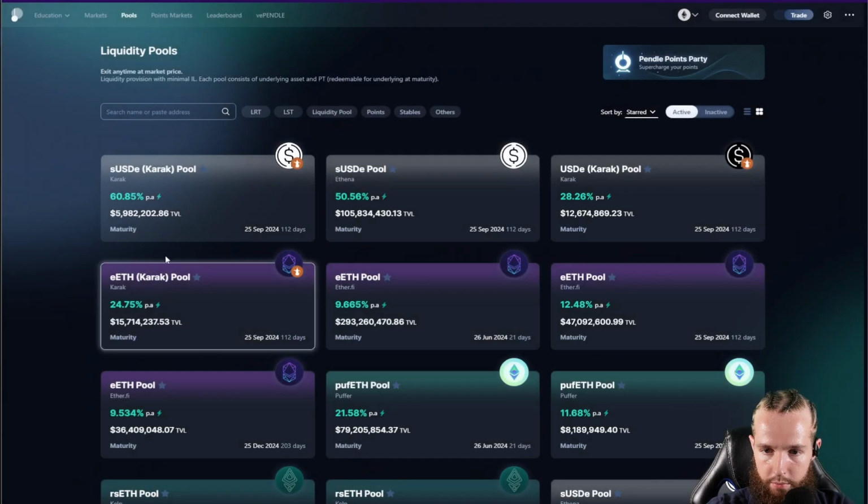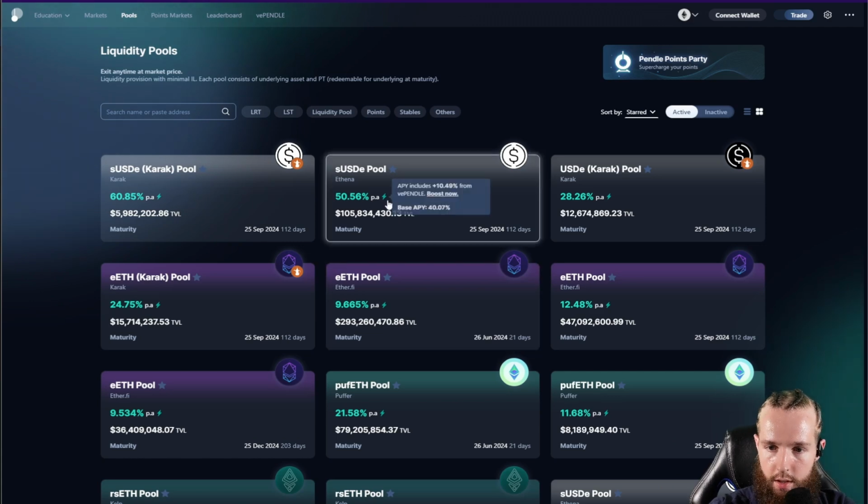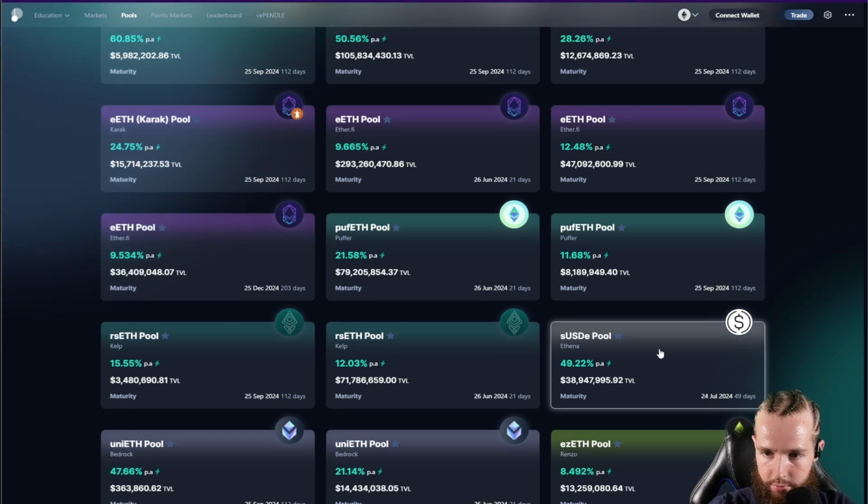So here we are on Pendle. These are the Pendle pools. I've done a video on Pendle here on the channel as well. If you don't understand how Pendle works, you can take a look at that and you'll find some more information there. As you can see, there's an sUSDe pool here that matures in 112 days. I just entered this pool about 3 hours ago, and I have one ending in 50 days.